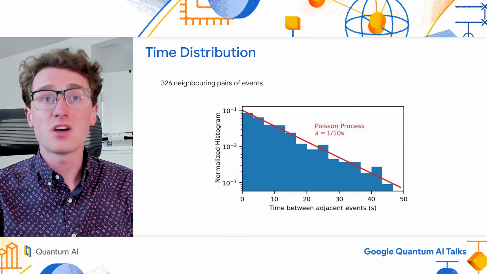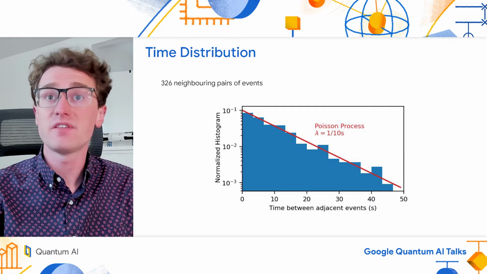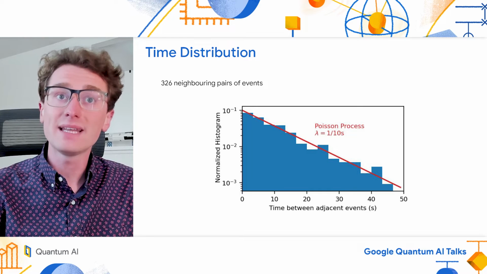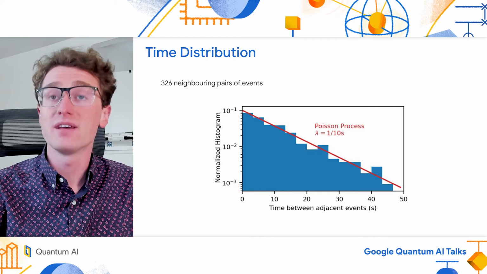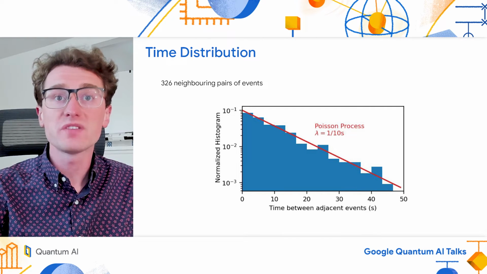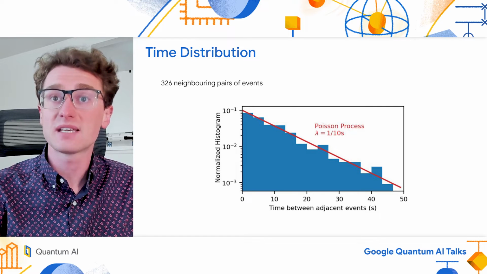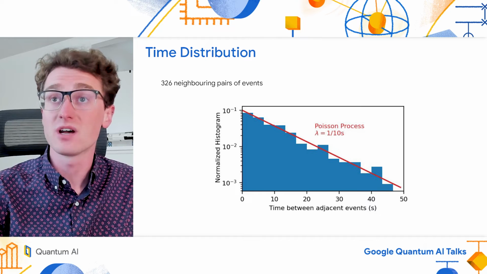And this lets us look at their time distribution. So specifically plotted here is the time between pairs of events found in the same data set. And the red line is the expectation for a Poisson process with an average rate of one event every 10 seconds. You can see visually it matches pretty well. And it's also worth explicitly acknowledging that this event rate scales with device size. So making larger chips with more qubits means these events will start to happen even more.